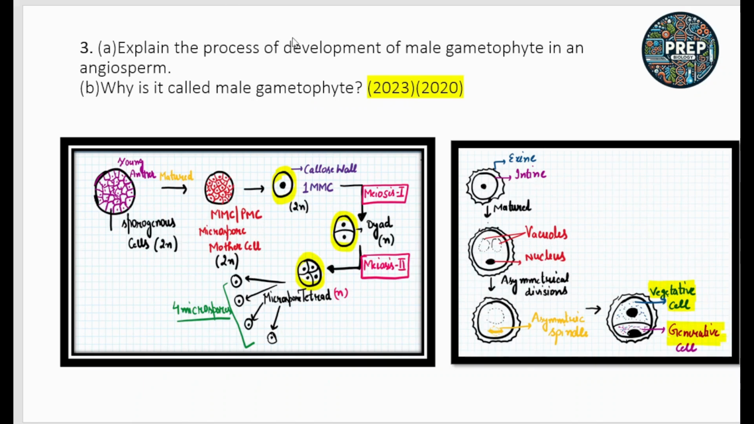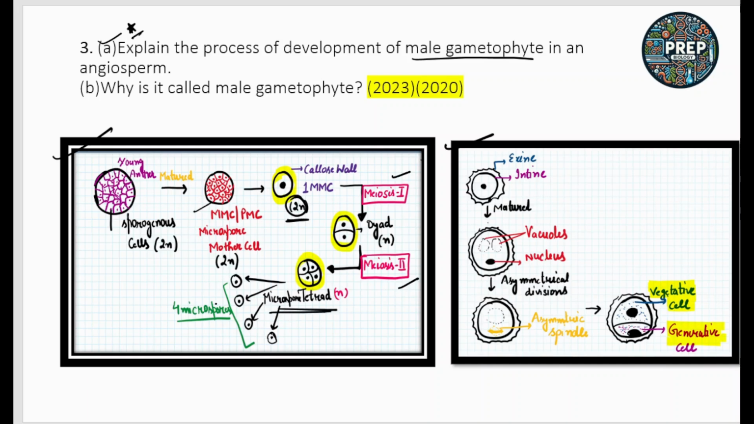Next question is: explain the process of development of the male gametophyte. This is a very repeatedly asked question. These are the diagrams we have discussed in the classes. First, the sporogenous cells present in the anthers mature and form the MMC, that is the microspore mother cell. One microspore mother cell is diploid in nature and it will undergo meiosis 1. They will form the dyad, and meiosis 2 occurs. They will form the microspore tetrad.